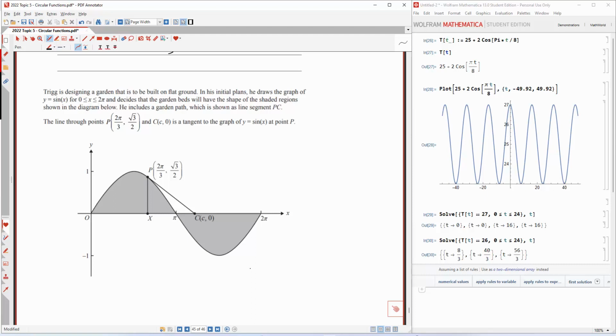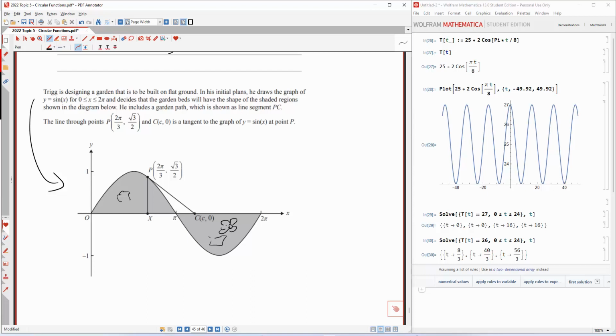Okay, Trig is designing a garden that is to be built on flat ground. So this is Trig's garden. In his initial plans, he draws the graph of y equals sine x and decides that the garden beds will have the shape of the shaded regions. He includes a garden path which is shown as line segment PC. So basically we've got the garden in here. So this is where the shrubs would be. In here, flowers, etc. And what they've got is a garden path going along here.